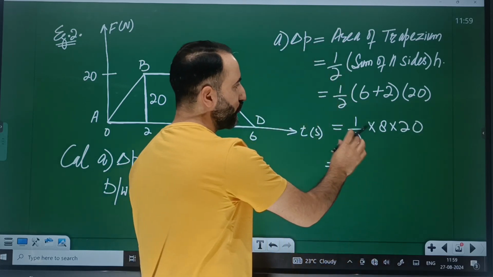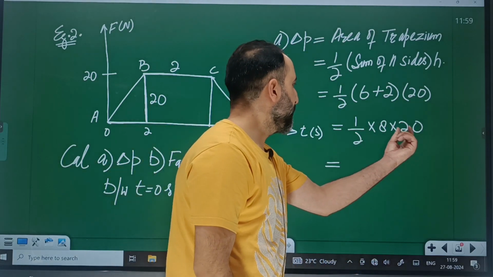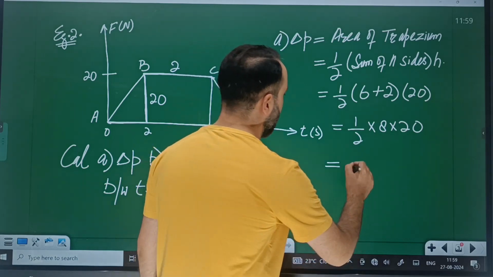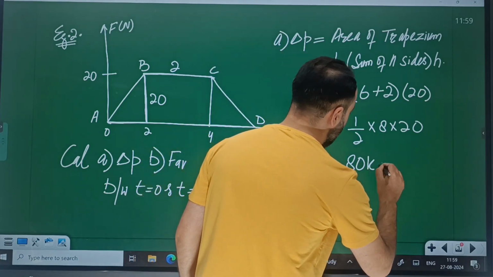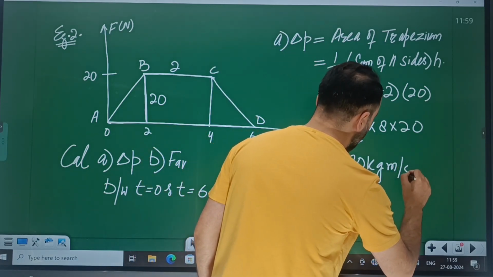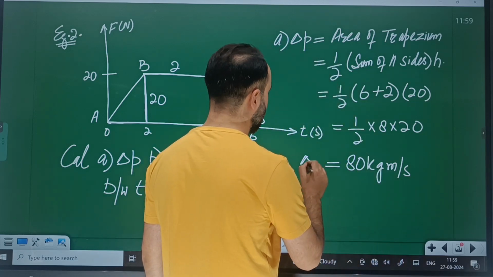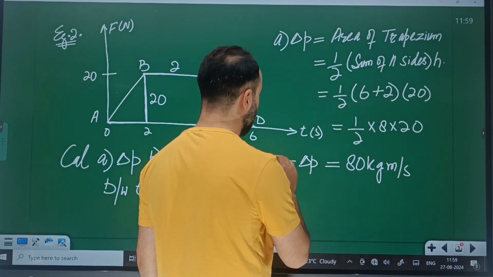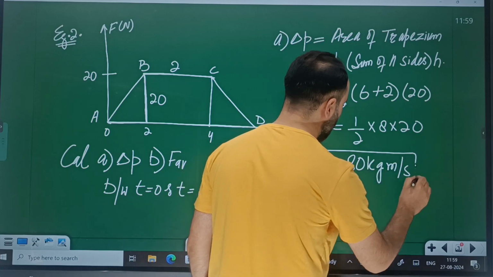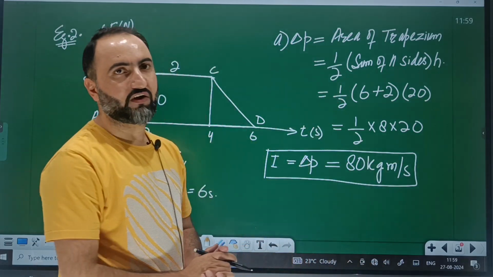Now it's simply like this, 2 1s are 2, 2 10s are 20 and 10 8s are 80. So this will be 80. So the momentum, change in momentum comes out to be 80 kilogram meter per second, or impulse. It's one and the same thing. Impulse is equal to change in momentum. Okay, so it was an easy question. So easily we have done this question.